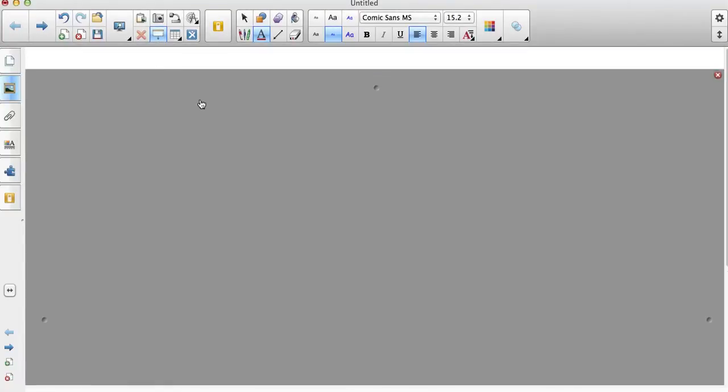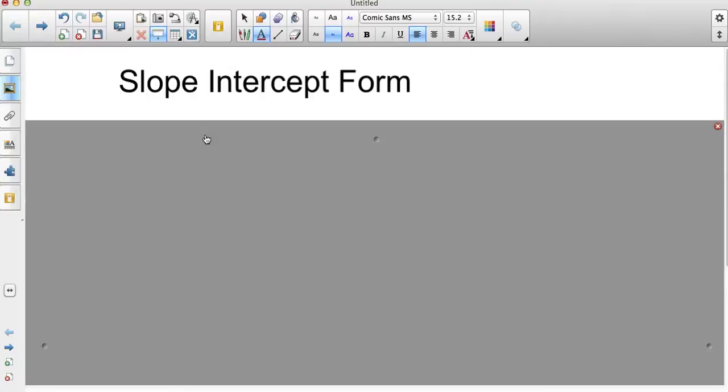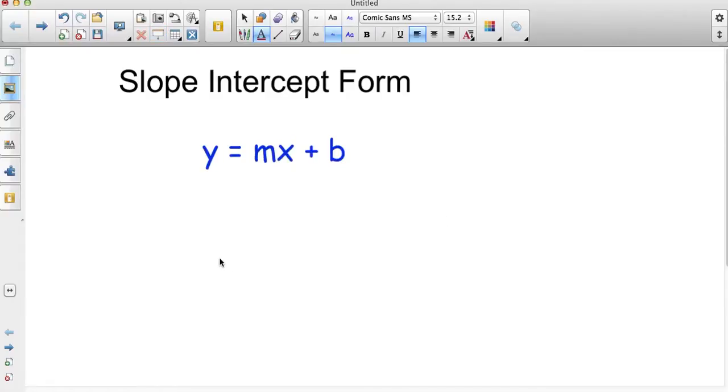Hello. Today we are looking at slope-intercept form. This is a common form for linear functions. The formula for it is y equals mx plus b. X and y correspond with coordinates on a coordinate grid, the x-axis and the y-axis. The m and the b both stand for different pieces within that.